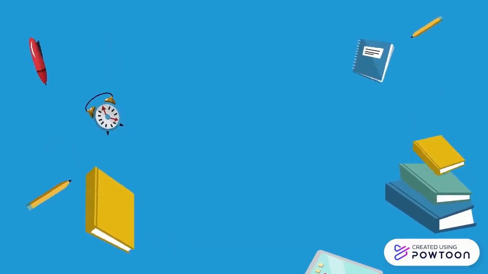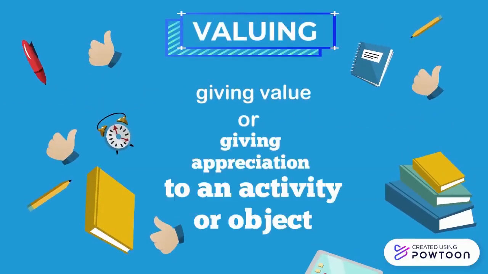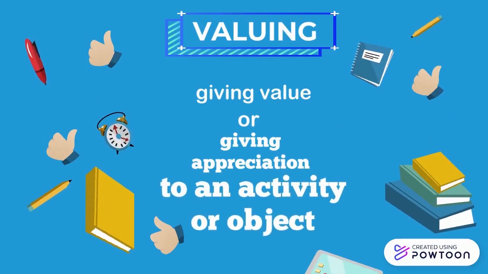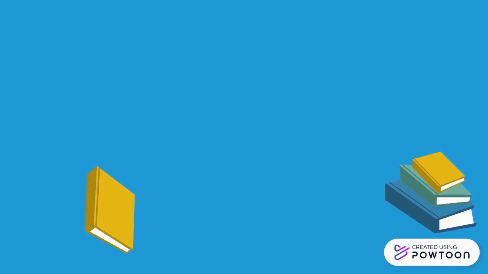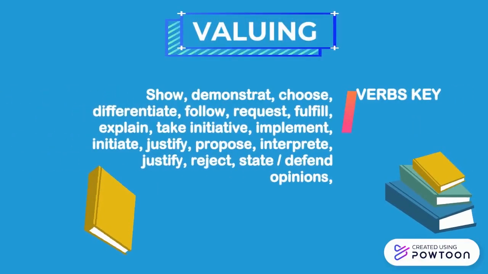The third stage is valuing. Valuing is giving value or giving appreciation to an activity or an object. It includes acceptance of a value, preference for a value, and commitment. Valuing also has verb keys. There are show, demonstrate, choose, differentiate, follow, request, fulfill, explain, etc.